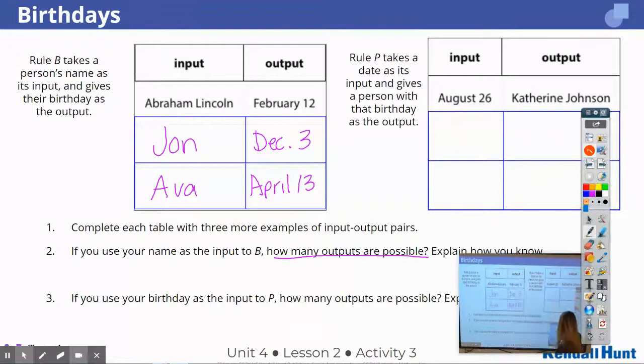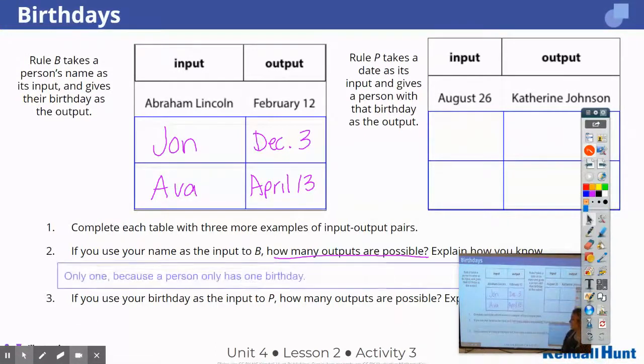So if I have a specific person as the input, how many possible outputs are there? Well, there's only one, because a person only has one birthday. They're only born one time. So you're only going to have one possible output. Nobody has 2 birthdays. They were only born on one specific day.